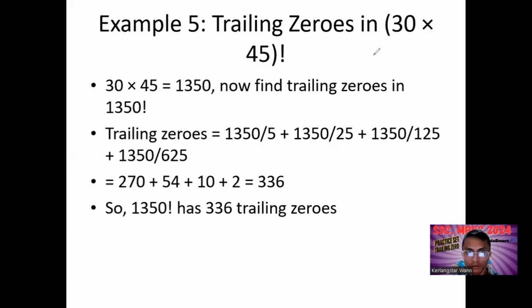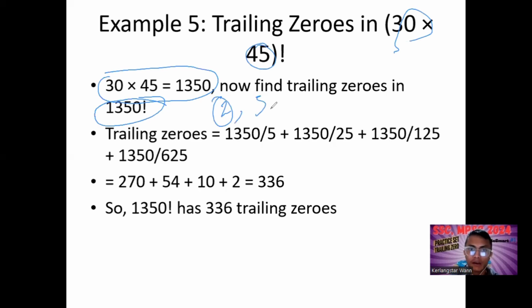So multiplying this we get 1350, and we need to take the factorial of 1350. Mostly between 2 and 5, 2 will have more multiples and factors compared to 5. 5 has fewer factors. Every time we need to take the smaller one, the one which has fewer factors. Here 5 has fewer factors, so we'll take 5 here.